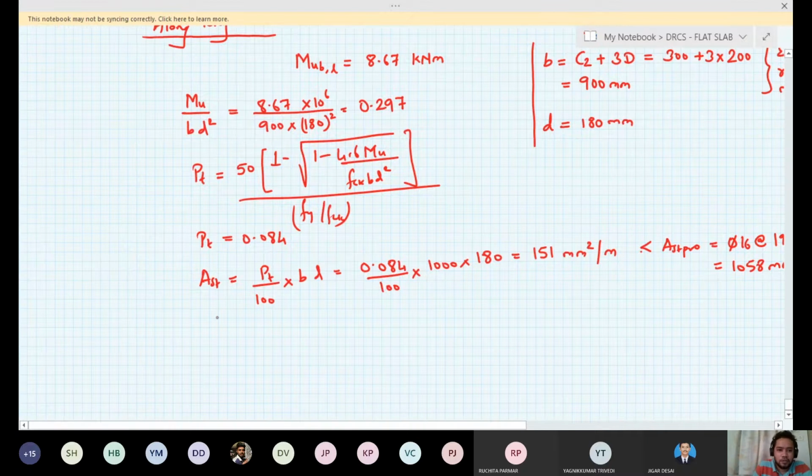Similarly you can find it along the short direction, but the unbalanced moment along the short direction is less.